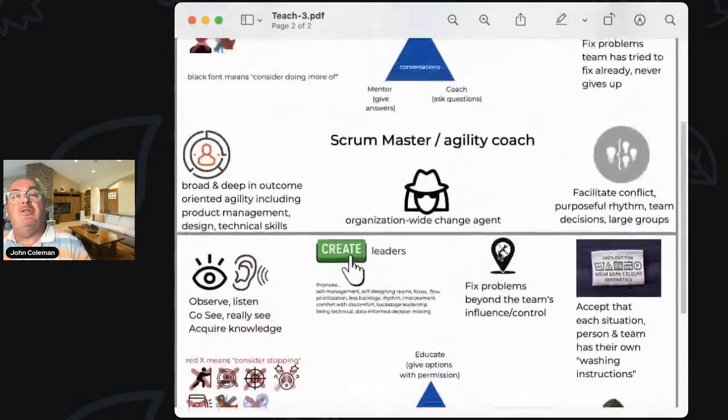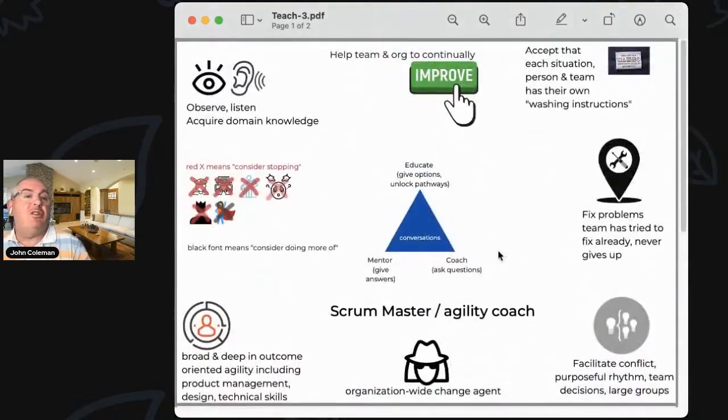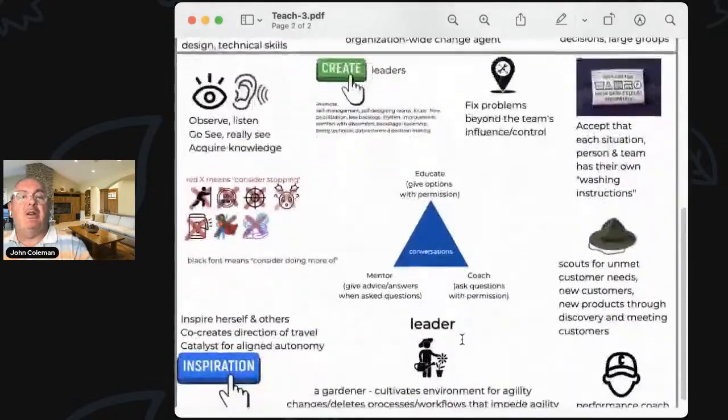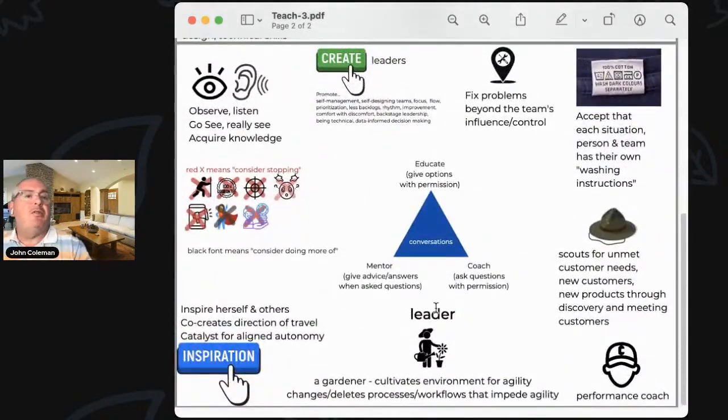But then the Scrum Master Agility Coach would be encouraging the leader to do exactly that under the organizational wide change agent responsibility that I've pointed out in this particular episode. So there, what I see is the key differences between Scrum Master Agility Coach and leader. I hope you found that useful.